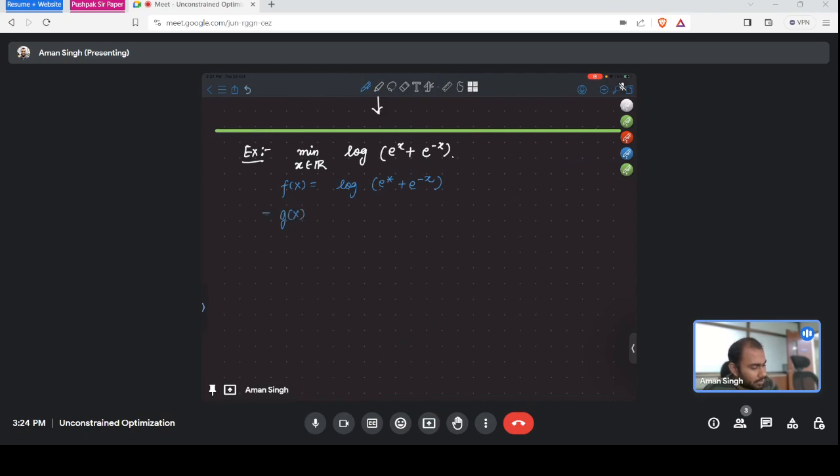Let its first derivative be equal to g(x). It will be e to the power x minus e to the power minus x, by the chain rule. Sorry, it's not e to the power x plus e to the power minus x. So this will be the derivative of f(x). So let's draw the graph of the derivative.